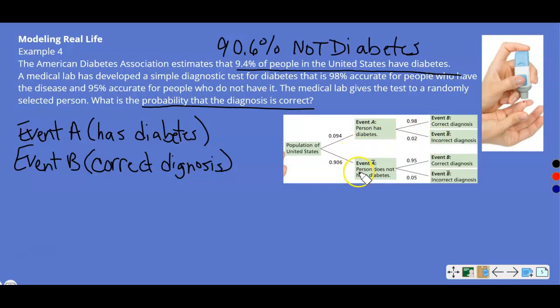And then the complement was all the people that did not have diabetes. So that was 90.6%. So that's the complement of A. A person does not have diabetes. And then a correct and incorrect diagnosis. And again, it says 95% accurate for people who do not have diabetes, which means there's 5% that is incorrect or inaccurate. All right, so now that we have this table, that's going to make it a lot easier to see what we need to do. So it says we need to find the probability that the diagnosis is correct.